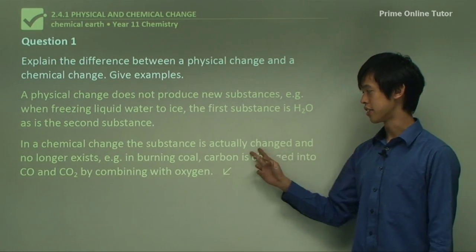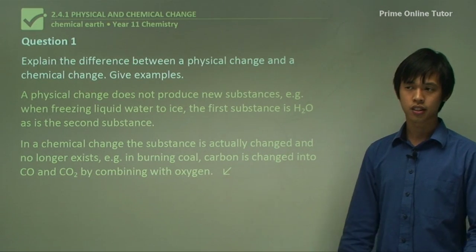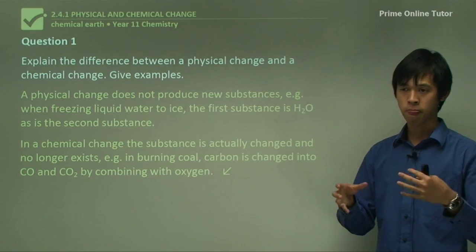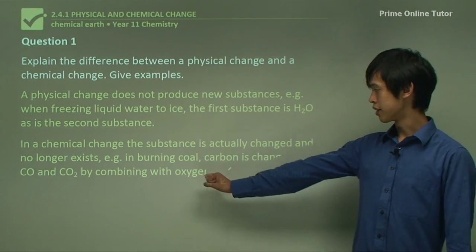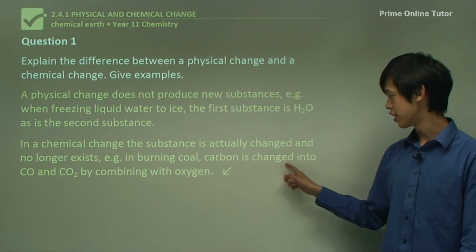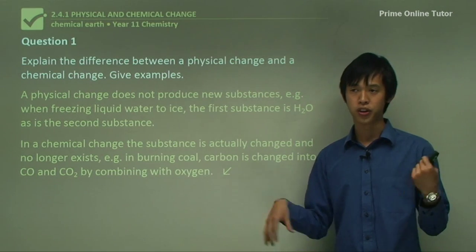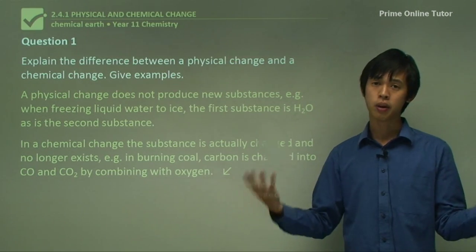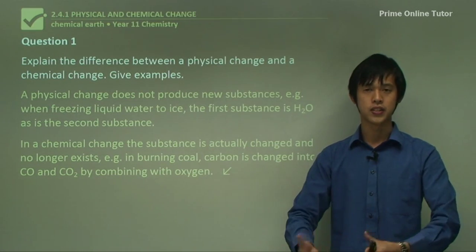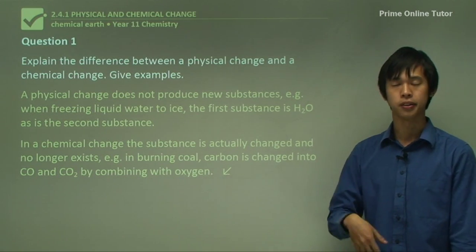In a chemical change, the substance is actually changed and no longer exists. The substance composition is now different from when it started. So in burning coal, carbon, C, is changed into CO and CO2 by combining it with oxygen. So you no longer have C and O by themselves. You now have CO and CO2, which are different, obviously, to O and C. And that's the difference between a chemical and physical change.